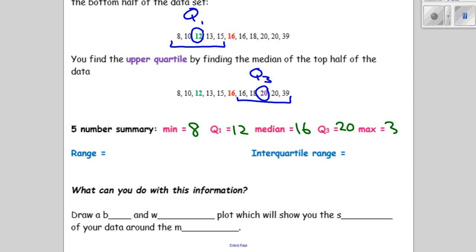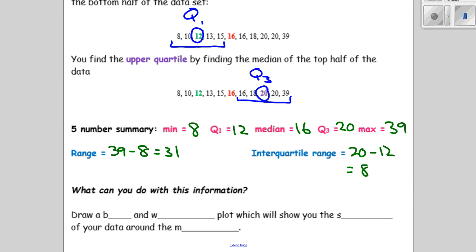The range is like 20 minus 12. Yes, the interquartile range is 20 minus 12. What's my range? It's 31. Yeah, 39 minus 8 is 31. The interquartile range is Q3 minus Q1. 20 minus 12 is 8, like you said.